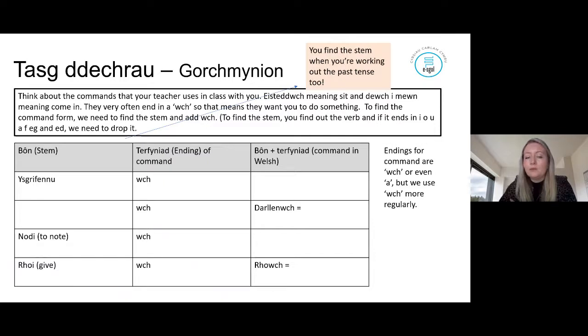So what I'd like you to do, please, is try and find the stems of the words first of all, and then I've put the ending, the command, the uch, in the second column. If you try and use the stems that I've put in there, so I've put in ysgrifennu, right? So think about what letter you need to get rid of there. Nodi is to note, think about what letter you need to get rid of there. And rhoi is to give, so think about what letter you need to get rid of at the end there. And remember, if it ends in I, O, U, A, eg, ed, or f, we need to drop that letter. And then obviously we add the ending of uch. So you can write that in the third column of what it would be together.